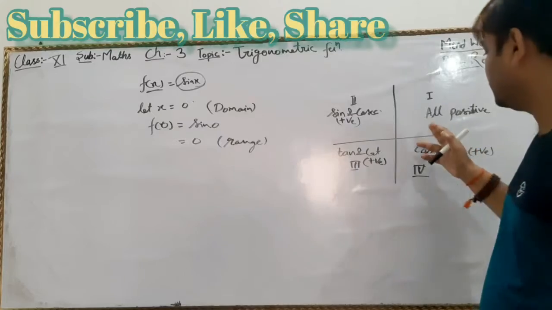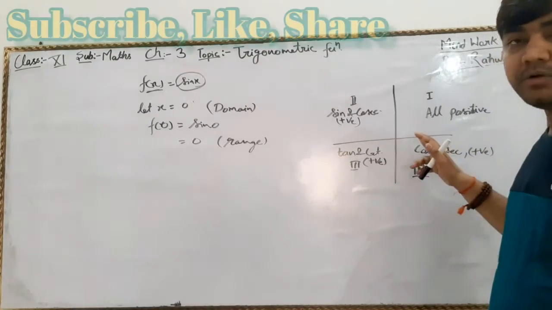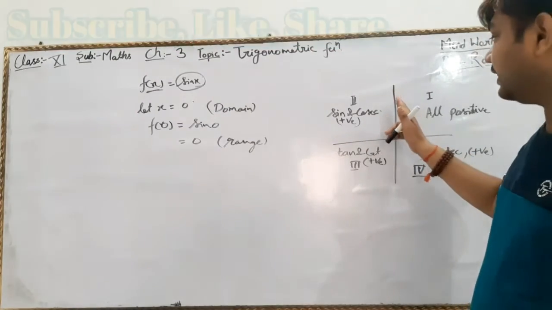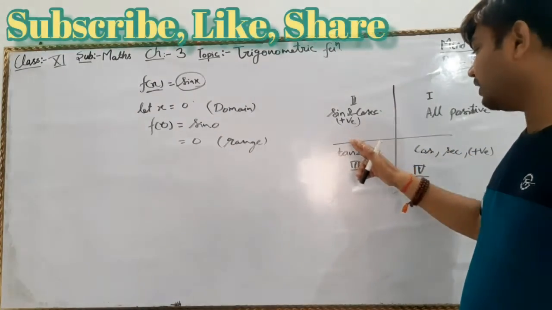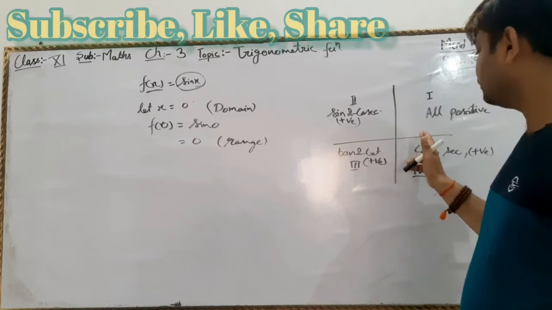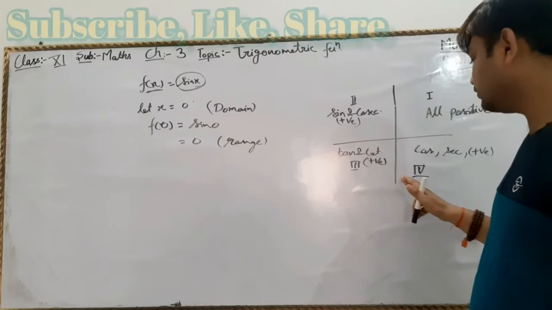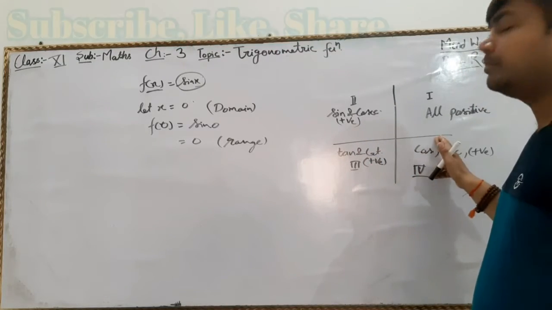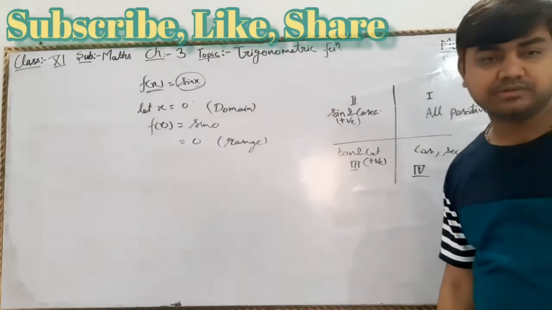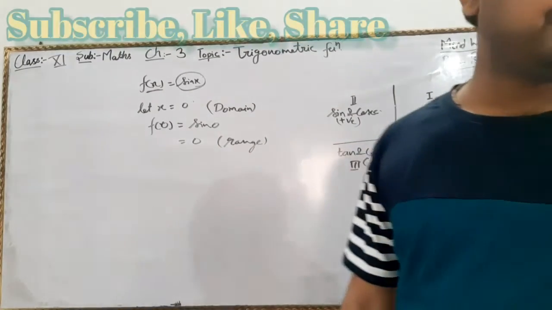For cos, 0 to 90, that means the first quadrant, the value of cos x will be 1 to 0, and again 0 to -1, -1 to 0, and 0 to +1. Like this will be the range of this. Similarly, the rest of the functions can be found.